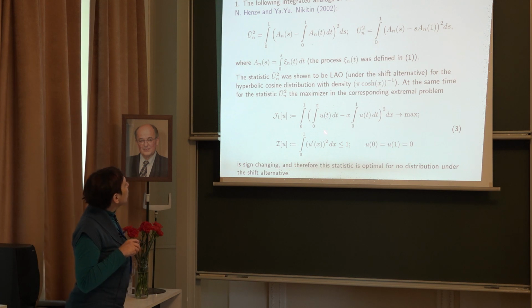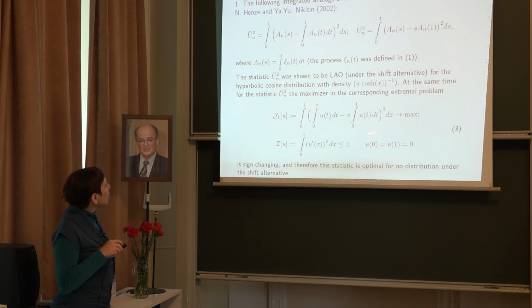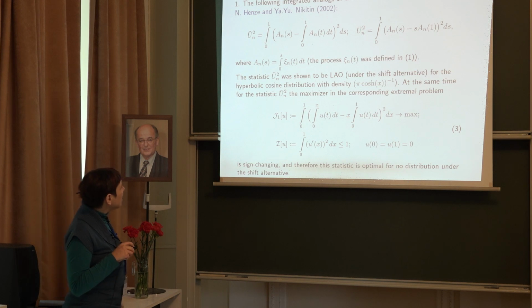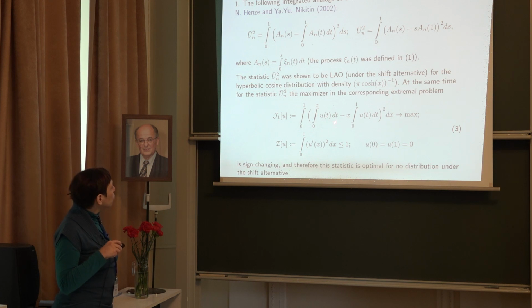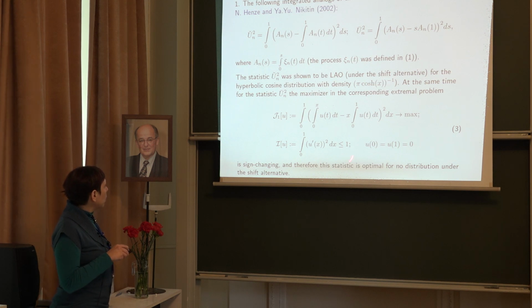We are dealing with a variational problem. We are maximizing the functional. For the Nikitin-Henze statistics, it is the functional of this sort. And for the Podkorytova statistics, it will be described later. Under the following condition with fixed points, u equal to 0 at the end points of the unit interval.